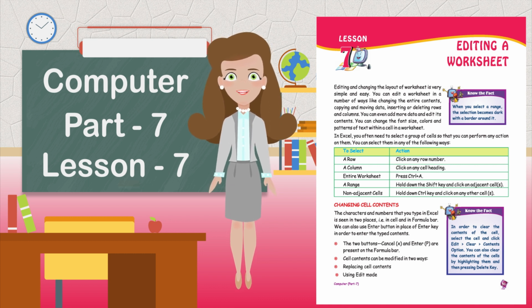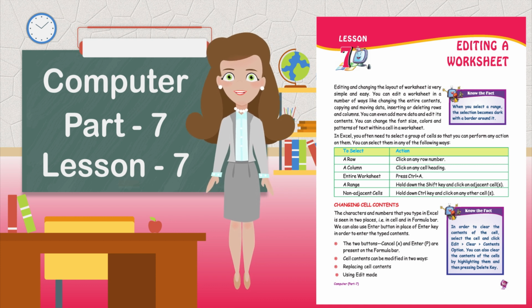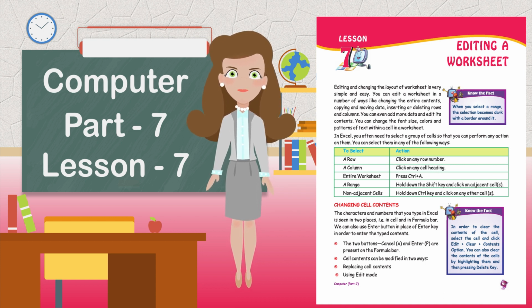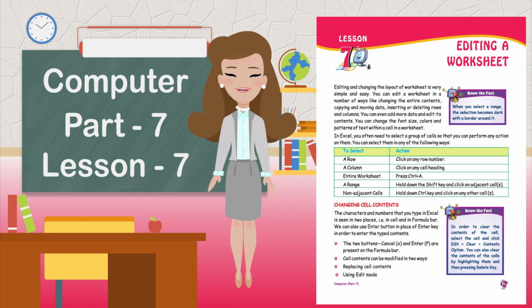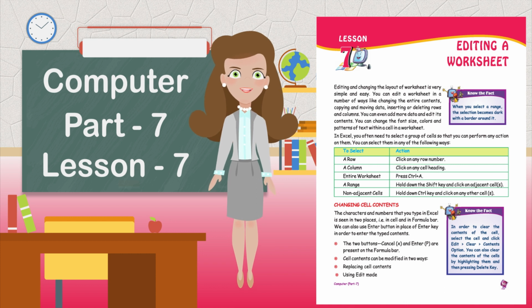Changing cell contents. The characters and numbers that you type in Excel are seen in two places, that is, in the cell and in the formula bar. We can also use the Enter button in place of the Enter key in order to enter the typed contents. The two buttons are Cancel and Enter.